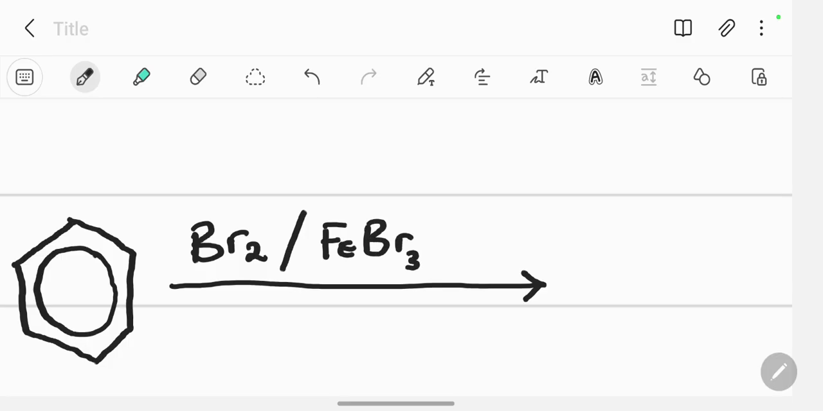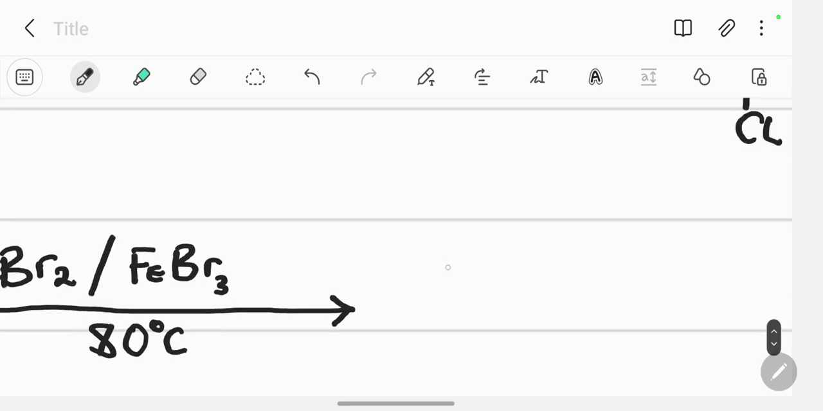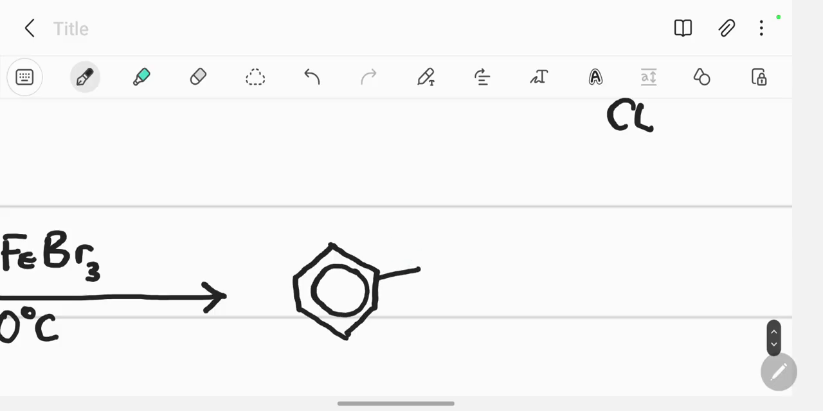So I end up, with that temperature 80 degrees, with an aryl halogenoalkane, which is this. We shall call it bromobenzene plus hydrogen bromide. This one has a mechanism.